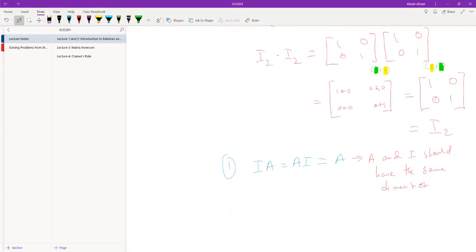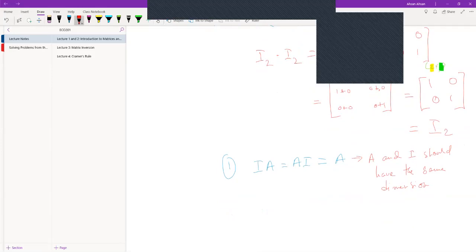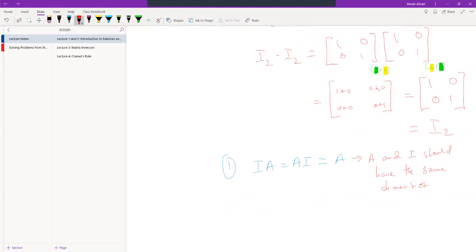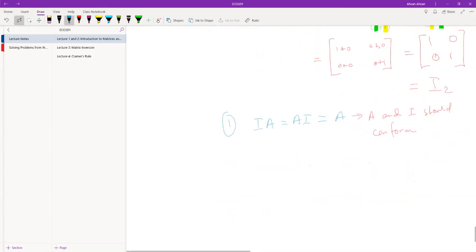So let's take a look at an example. Actually, let me rewrite this. A and I should conform. We'll see why that's important. So let's take an example.